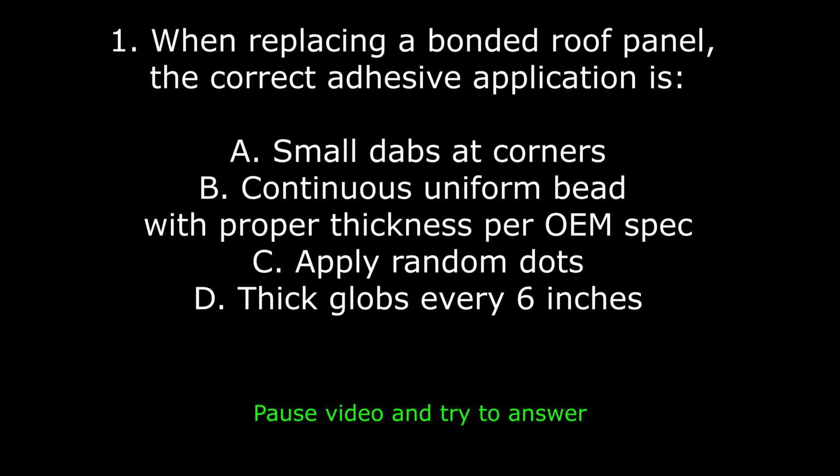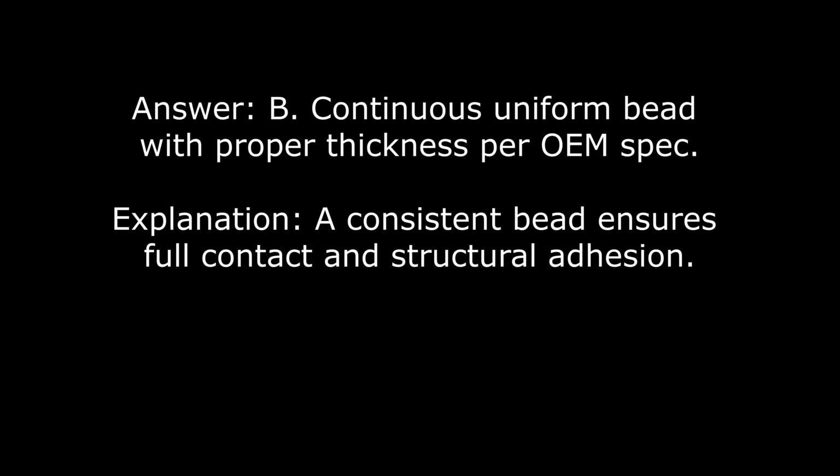1. When replacing a bonded roof panel, the correct adhesive application is A. Small dabs at corners. B. Continuous uniform bead with proper thickness per OEM spec. C. Apply random dots. D. Thick globs every 6 inches. Answer B. Continuous uniform bead with proper thickness per OEM spec. Explanation: a consistent bead ensures full contact and structural adhesion.